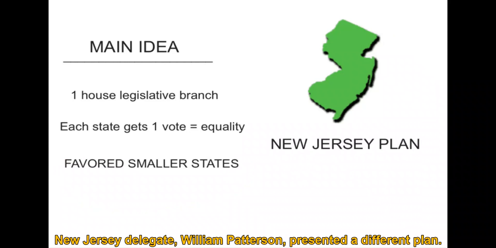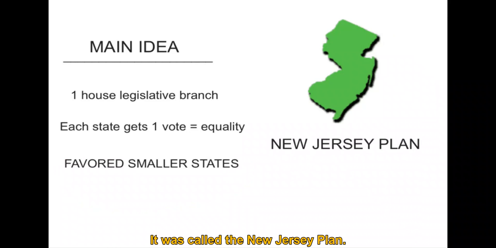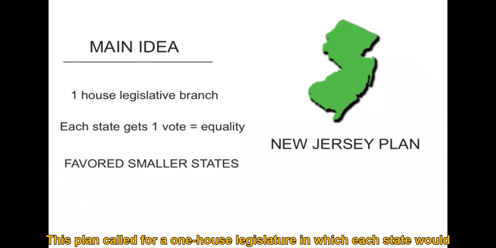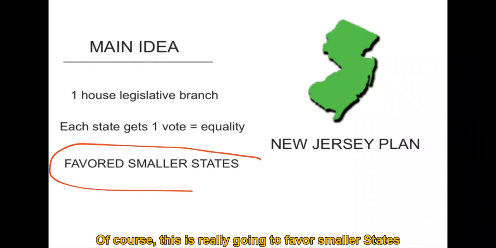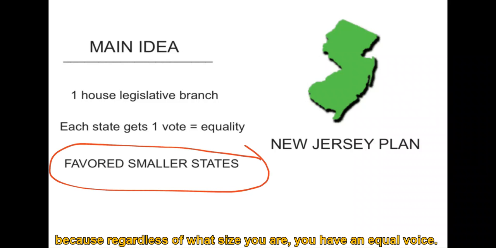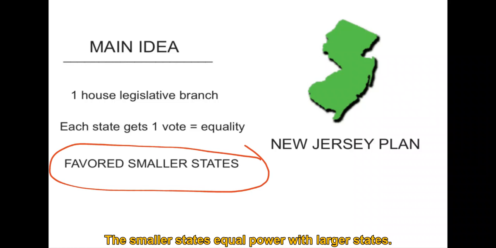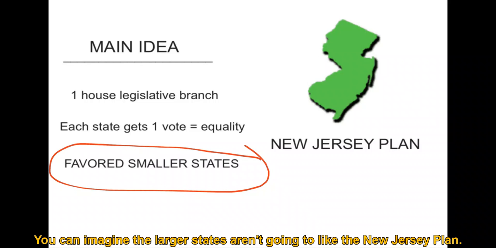New Jersey delegate William Paterson presented a different plan. It was called the New Jersey Plan. This plan called for a one-house legislature in which each state would have 1 vote. Every state represented equally. Of course, this is really going to favor smaller states because regardless of what size you are, you have an equal voice. The smaller states have equal power with larger states. You can imagine the larger states aren't going to like the New Jersey Plan.